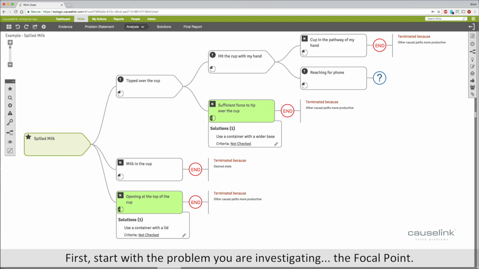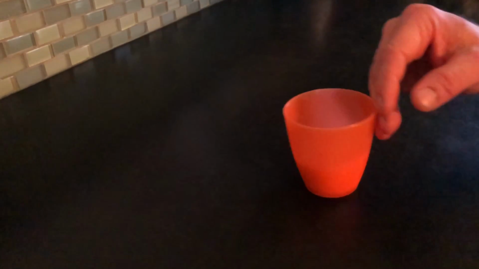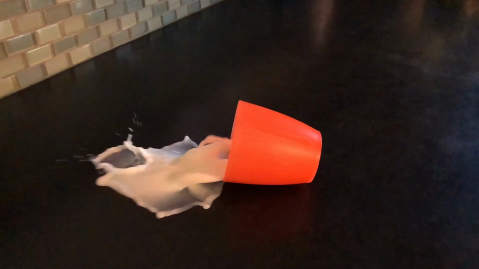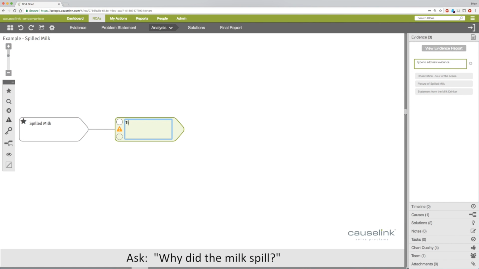First, start with the problem you are investigating, the focal point. Let's choose something easy that we can all relate to. Spilled milk. Why did the milk spill? Because the cup was tipped over. Add a cause to the right of the focal point and type, tipped over the cup.